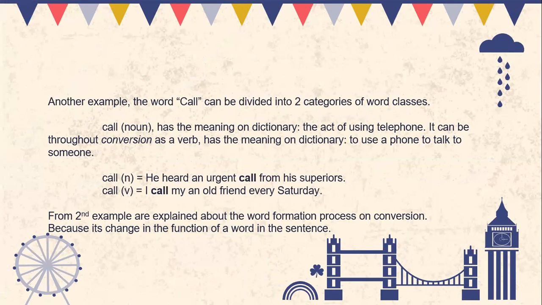Okay, I will continue the presentation from Alifia. Another example, the word call can be divided into two categories of word classes. Call, as a noun, has the meaning in the dictionary, the act of using a telephone. Through conversion as a verb, it has the meaning in the dictionary, to use a phone to talk to someone. Call as a noun: he heard an urgent call from his superiors. Call as a verb: I call an old friend every Saturday. For example, I'll explain about the word formation process of conversion, because it changes the function of a word in the sentence. Next slide, please.